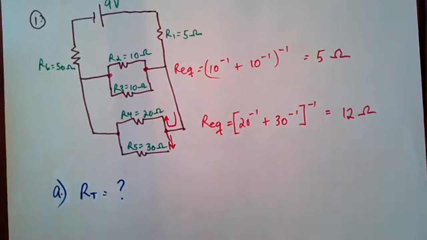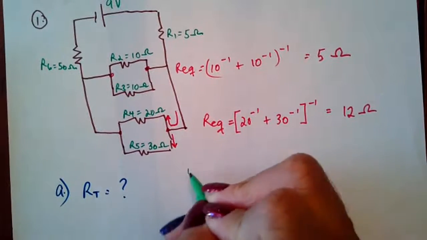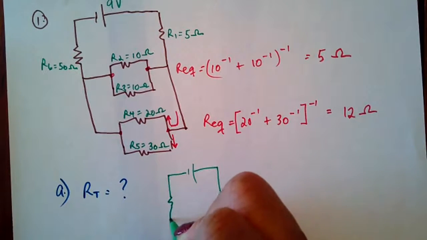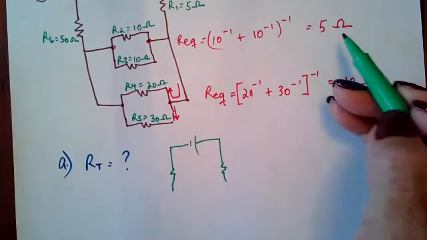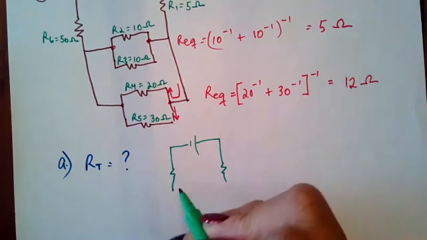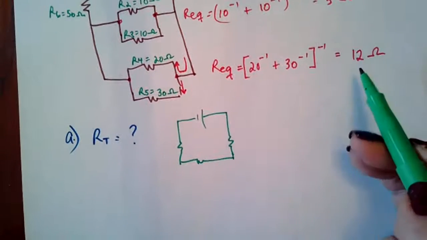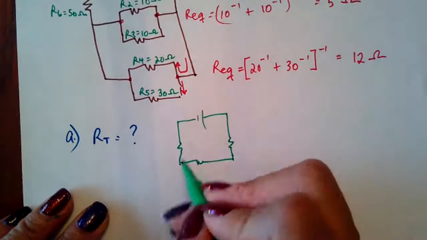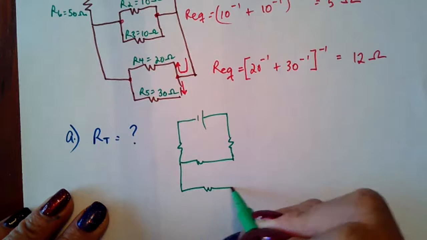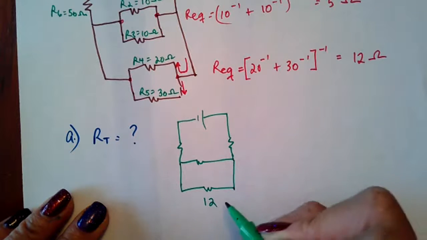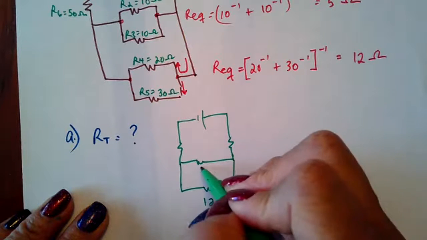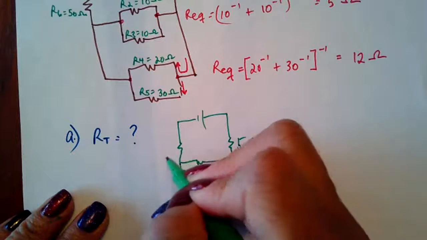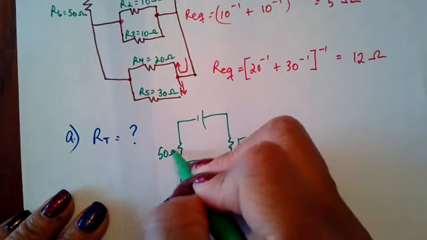So we basically have simplified this circuit like this. Just going to show you what it looks like now. So we have this, which is 5 ohm, and this 12 ohm right here is now one resistance of 12 ohm. So there's a 12 ohms and there's the 5 ohms right here, and you still have the 5 ohms and the 50 ohm on this side.